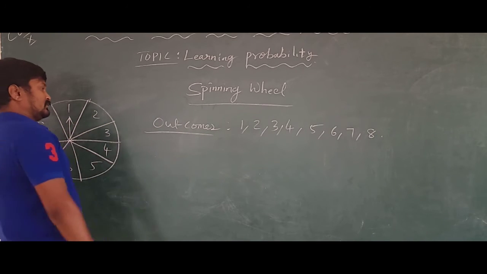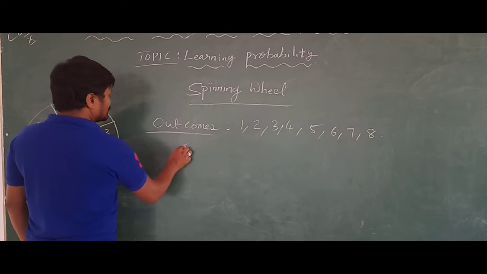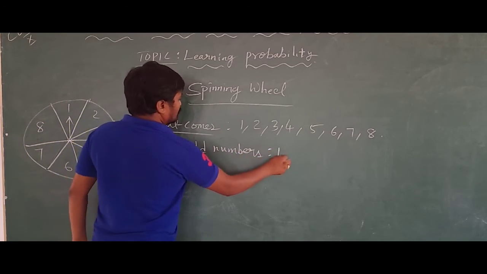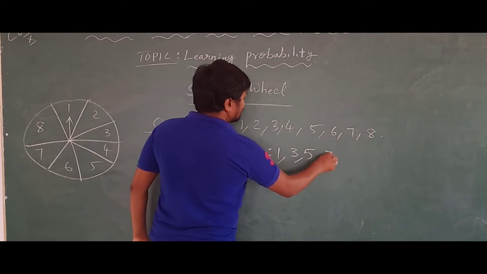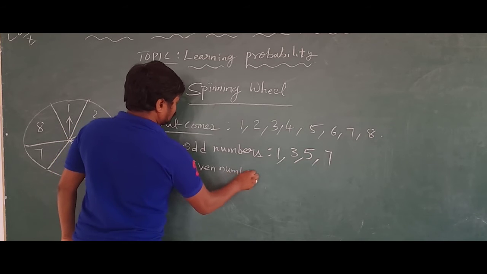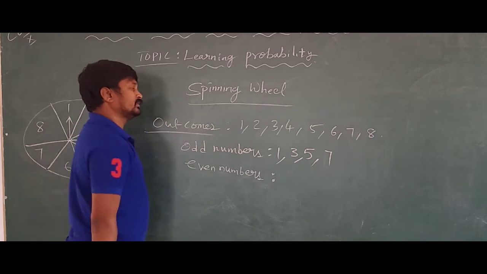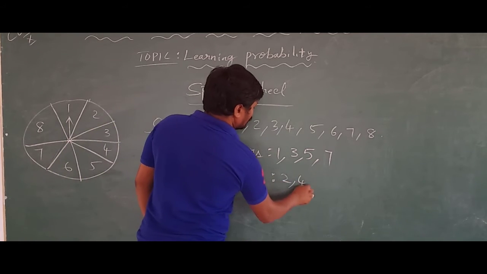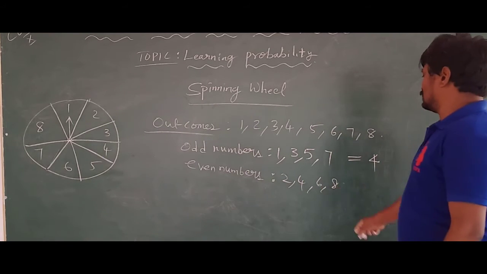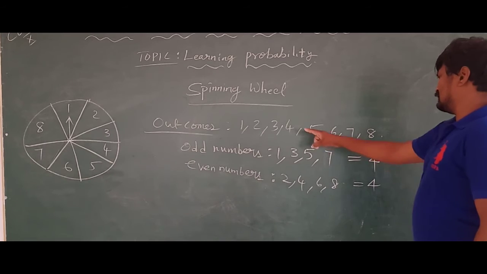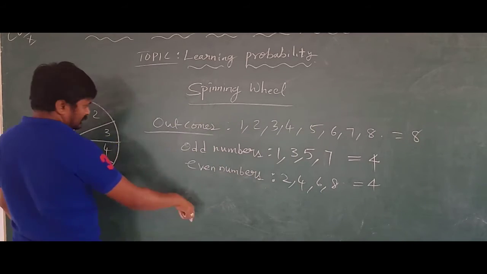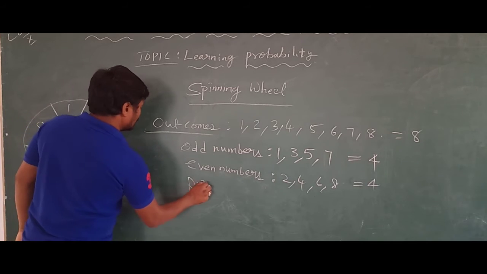In this, they may ask what are odd numbers, even numbers, prime numbers. So first let me write the odd numbers. Which are odd numbers? 1, 3, 5, 7. So 4 are there. And what are the even numbers? Here even numbers are 2, 4, 6, 8. So the total number of odd numbers is 4, the total number of even numbers is 4, and total outcomes are 8.